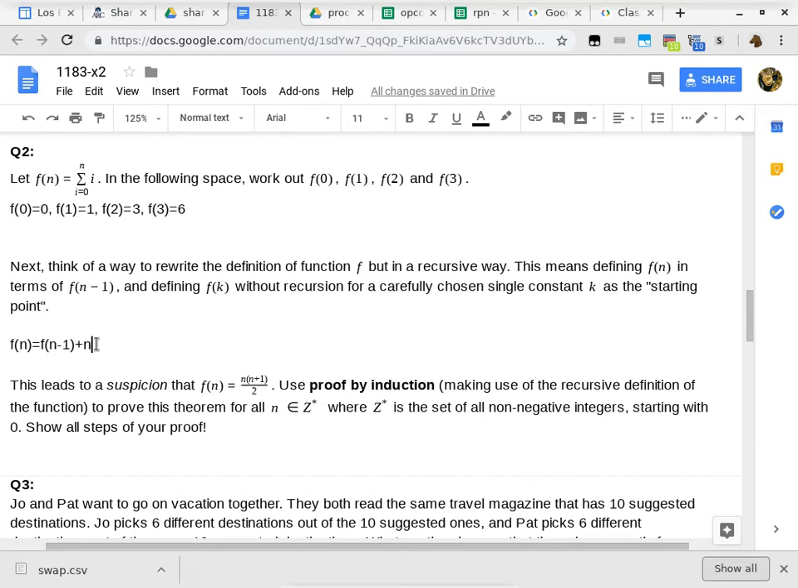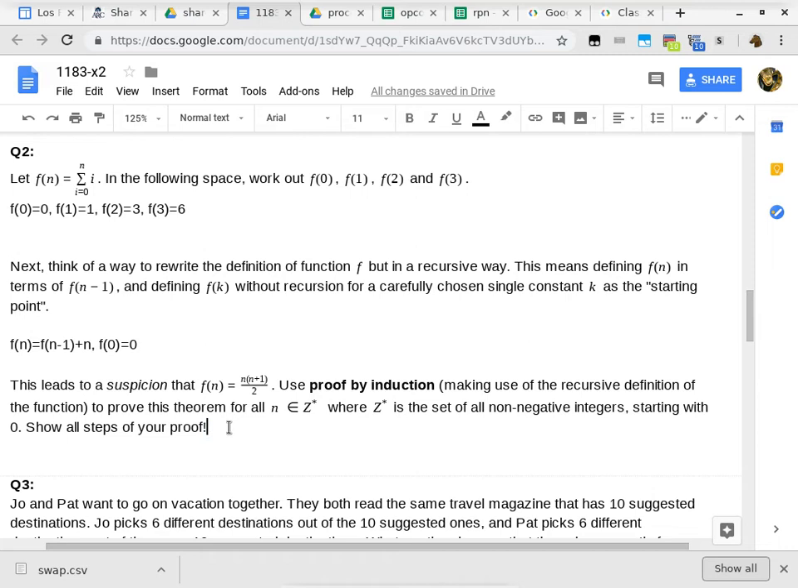And then defining f of k without recursion for a carefully chosen single constant k as a starting point. So we have to stop the recursion at some point. So where do you think we should stop? What is a natural point to say that one doesn't need a recursive definition anymore? F of 0 is 0. Okay, all right. So you just add that here and say f of 0 is 0. So that k is actually 0 in this case. That's our basis.